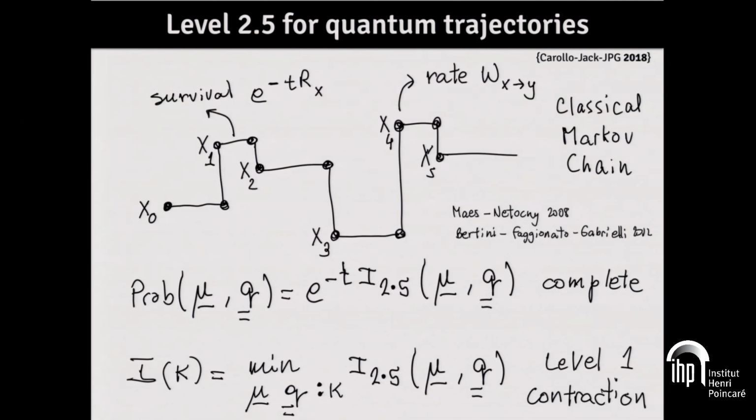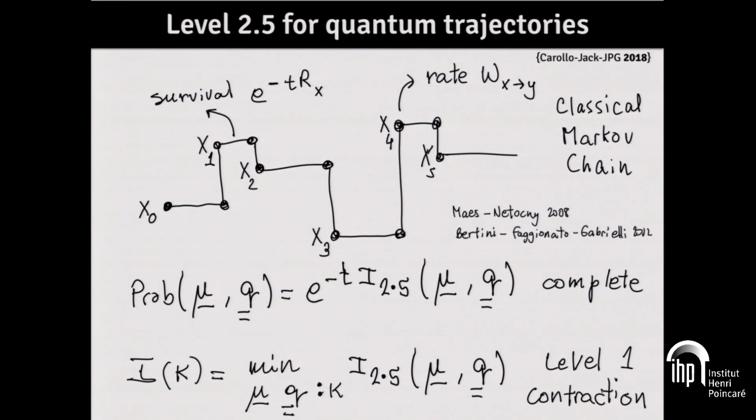So now, up to now, I've essentially been translating all the classical into this quantum Markovian setting. I will just flash some results without proofs. But what I'm going to tell you is that one can devise an equivalent level 2.5 for quantum trajectories. So I'll show you the result.